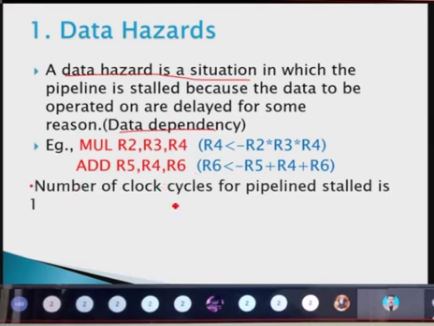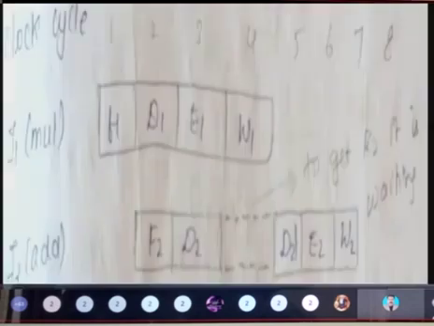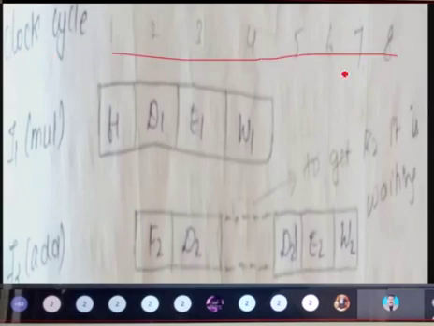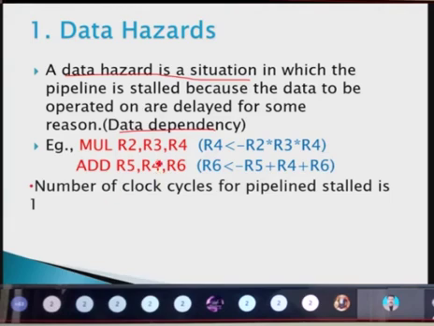So the number of clock cycles for pipeline stall is 1. Okay, so here the cycles 1 to 8 we have represented, and for the first instruction, multiplication, fetch, decode, execute, write. For the addition, I want the value from this multiplication. What value do I want? I want the value of this R1.